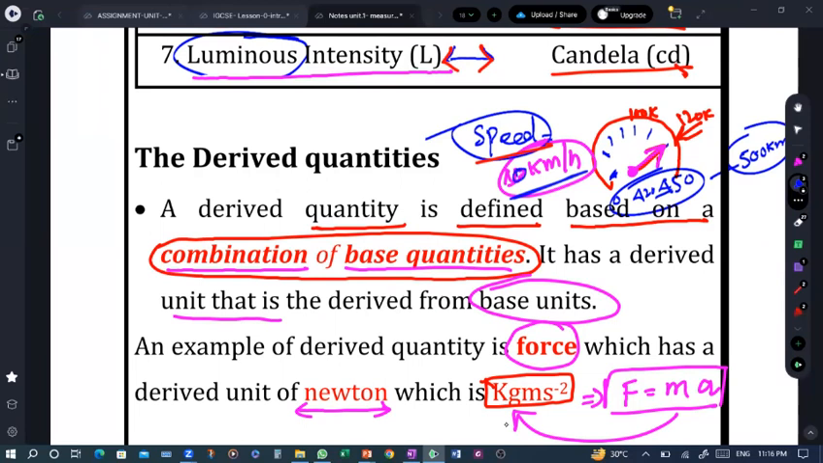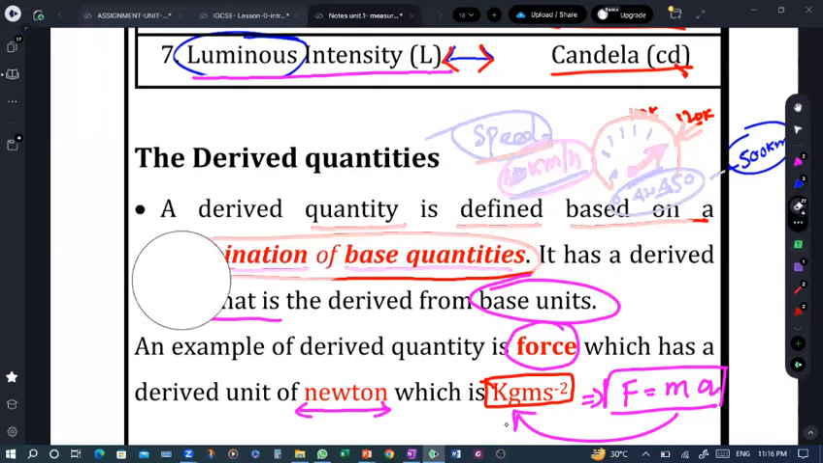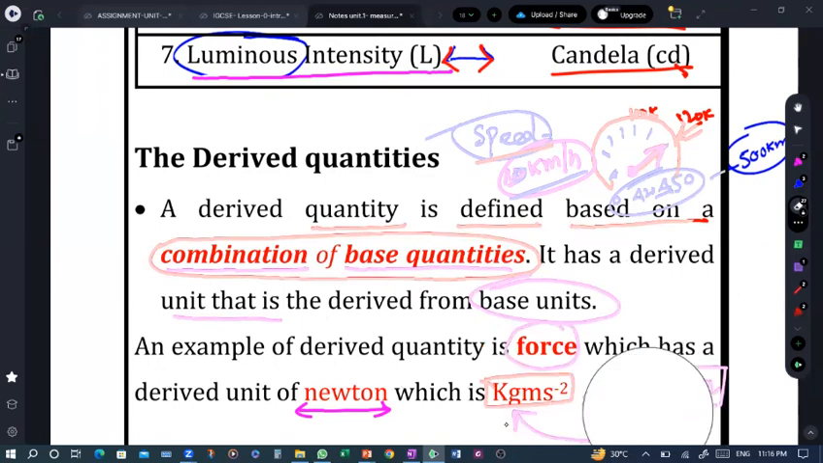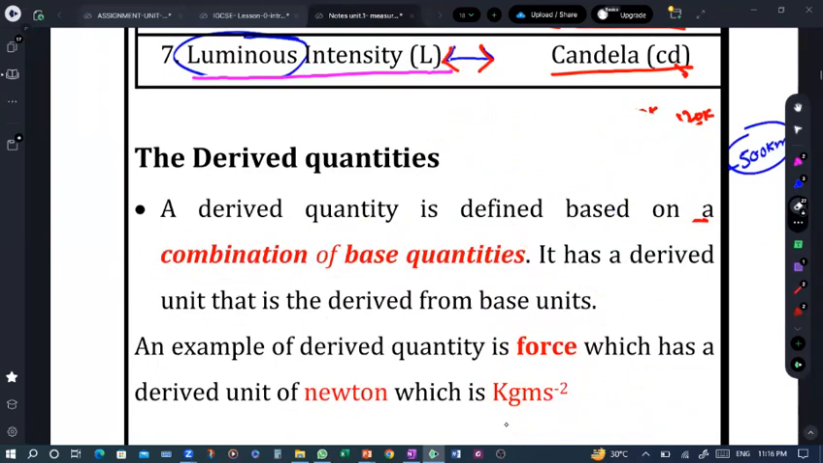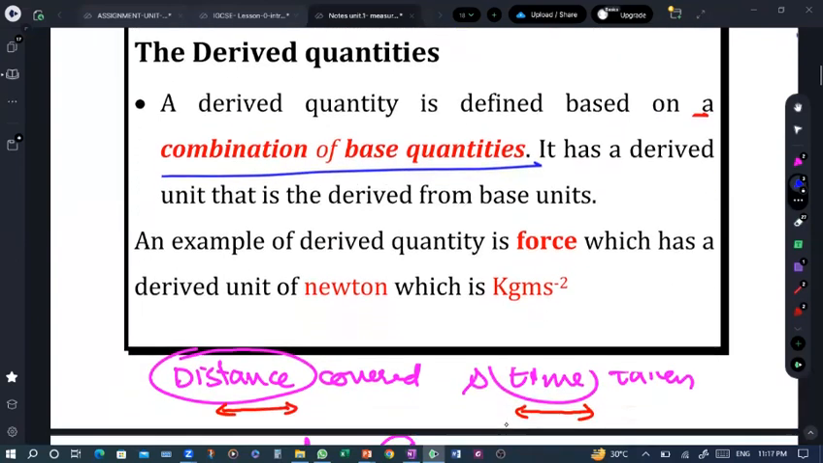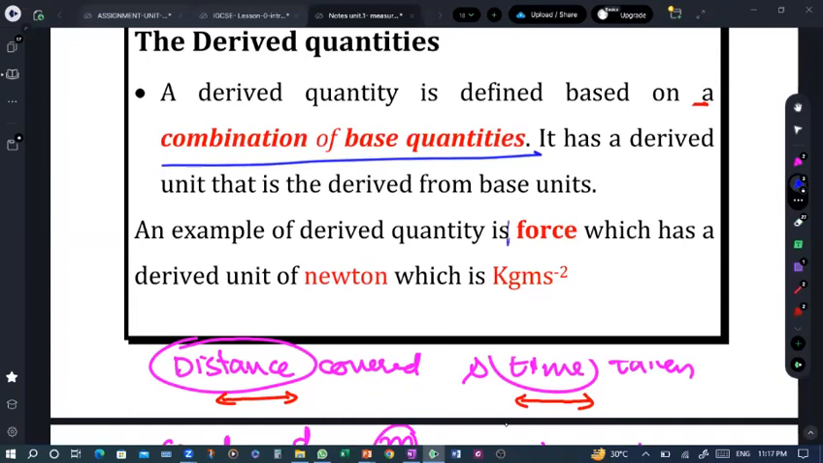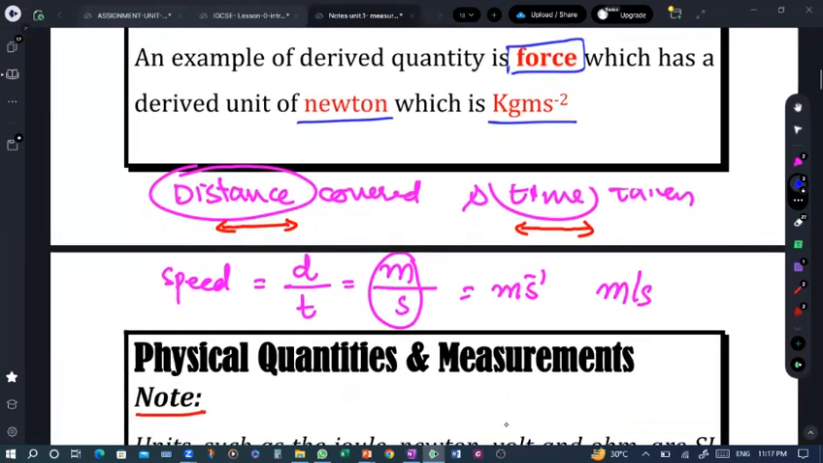All those physical quantities which are obtained from the combination of base quantities are called your derived quantities. What do we call them? They're called your derived quantities. Here I have written that they are a combination of base quantities, for example speed, force, acceleration, and all that. Force is in Newton, its SI unit, which can be written as kg meter per second square, right?